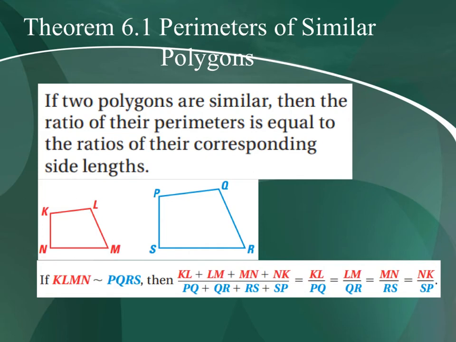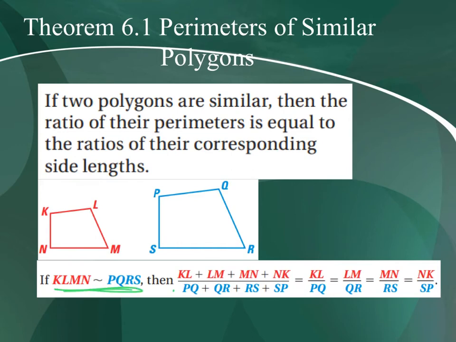If in this diagram, KLMN is similar to PQRS, then if I add up all the sides, it's going to give me the same thing as if I separate them out: KL to PQ, LM to QR, MN to RS, and NK to SP. In this case, the smaller sides are on top. No, it depends on the order that this is written in.